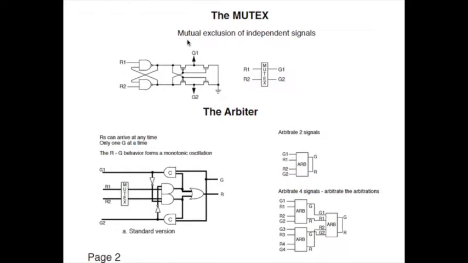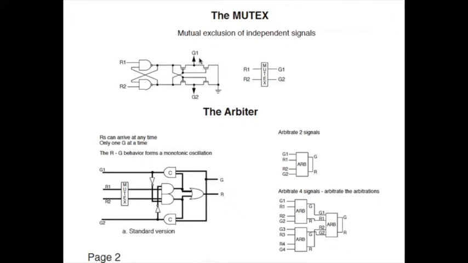Arbitration begins with a mutex, which is a mutual exclusion element. It's a pair of cross-coupled NANDs with a filter across the two outputs. The filter ensures that G1 or G2 is high, but never both at the same time. The R's are requests and the G's are the grants. The R's can arrive at any time, even simultaneously. If they arrive simultaneously, the filter will determine to grant either G1 or G2, but not both.